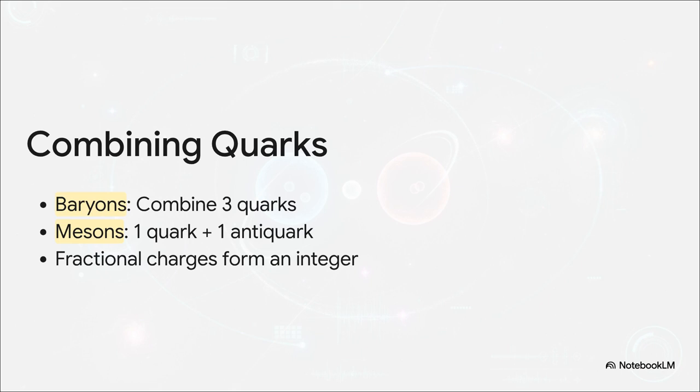First, baryons, like the proton, which are always made of 3 quarks combined. Think about it. A proton is 2 up quarks and 1 down quark. If you do the math, +2/3 +2/3 -1/3, it perfectly equals a neat whole number plus 1 charge. It's like a giant puzzle. Then on the flip side, we have mesons, which are made of just 1 quark and 1 antiquark.